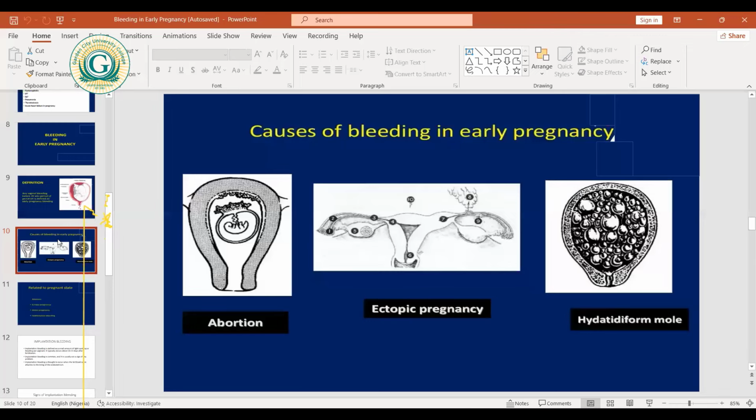Now, this in early pregnancy are of not related to the pregnancy.